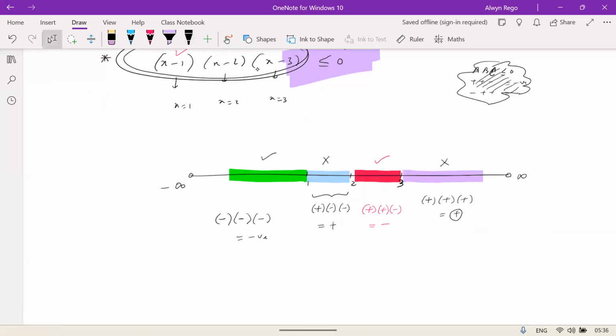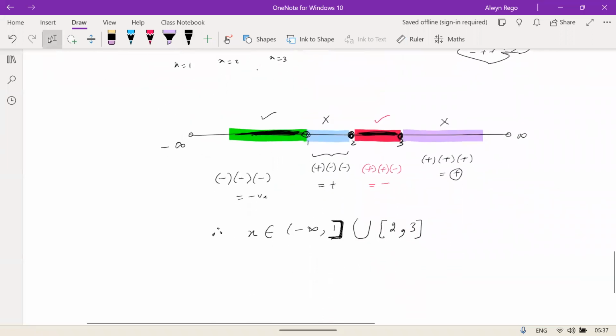So the only place that I find my solutions are x belongs to negative infinity to 1. It's less than or equal to 0, so you can include it by a close bracket, less than or equal to. Or you have here 2 to 3, closed 2 to 3. So these are my solutions from here till here, this region is my solution, and from here onwards below is my solution. So this is where I find my solutions for the inequality.